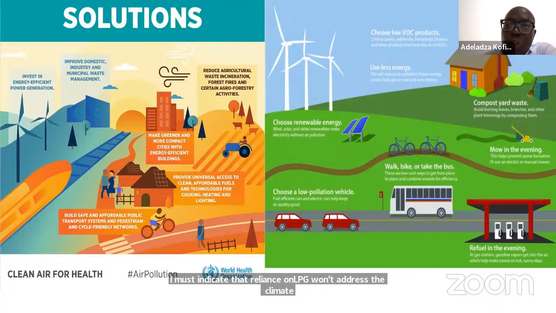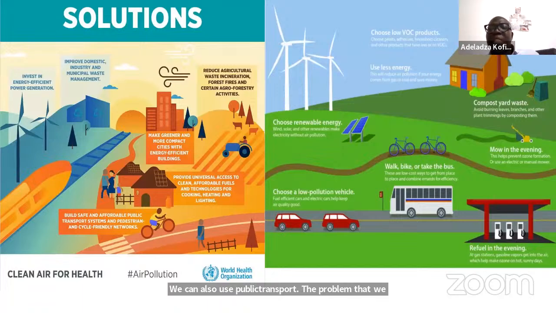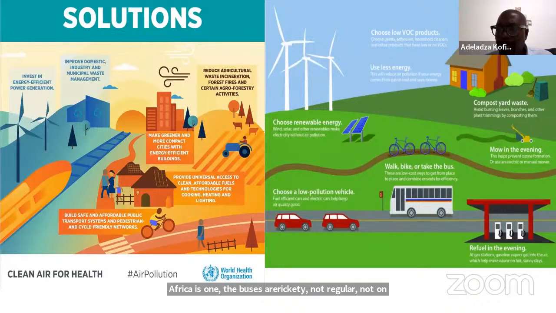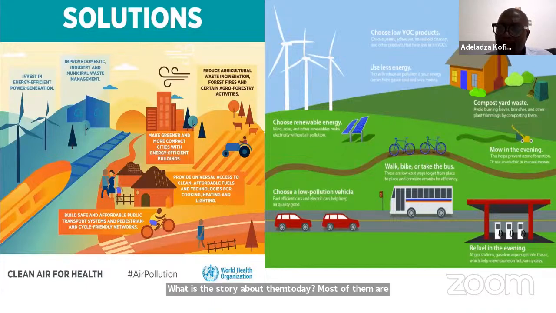We can also use public transport, but the problem we find ourselves in Africa is that, one, the buses are rickety. The buses are not regular, they are not on time. I mean, the World Bank funded bus rapid transit systems in several African countries. What is the story about them today? Most of them are dysfunctional, and that is the problem. So we need to revisit this bus rapid transit system so that we can get people to abandon their private vehicles, join a public bus, which is an electric bus, and then we can mitigate air pollution in our space.